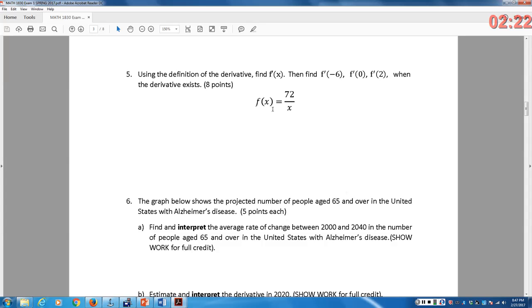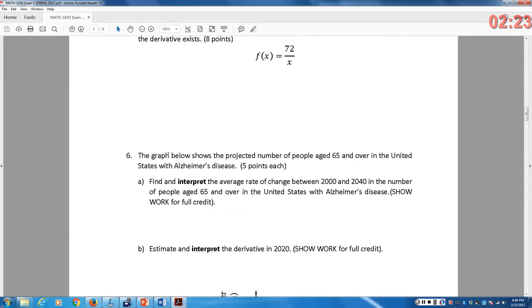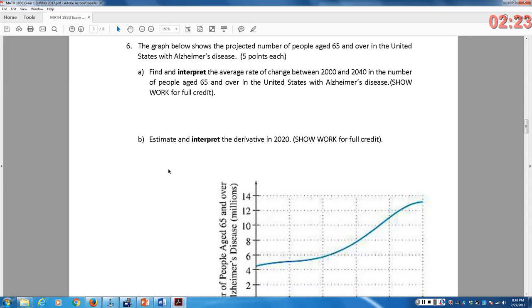A lot of people got this one right. The ones that didn't get it right did not take the derivative, because you have to use the definition of the derivative to do that. And the definition of the derivative says that you take 72 over x plus h minus 72 over x, find a common denominator, and then divide the whole thing by h and factor out the h, and you'll get the derivative. The derivative turns out to be 72 over x squared. A lot of people got the answer to that one right, but they messed up on explaining to me what it means.